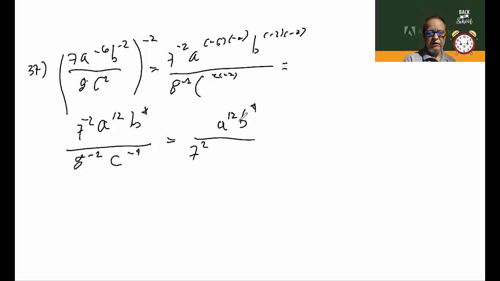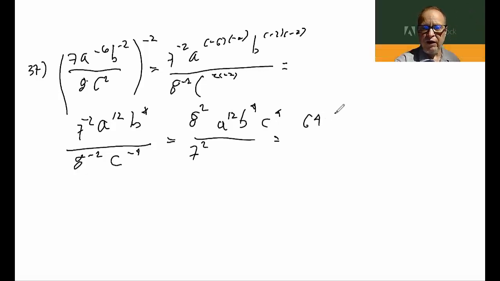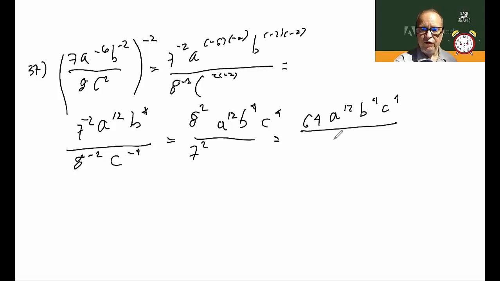Now let's look down here. Well, we have that 8 to the negative 2. Well, that's not good. We'll have to bring that upstairs, and 8 squared. And then we have that c to the negative 4. So we're going to have to bring that upstairs and make that c to the positive 4. And then, of course, we'll just finish up by taking the squares. 8 squared is 64. And we have a to the 12th, b to the 4th, c to the 4th, all over 49.